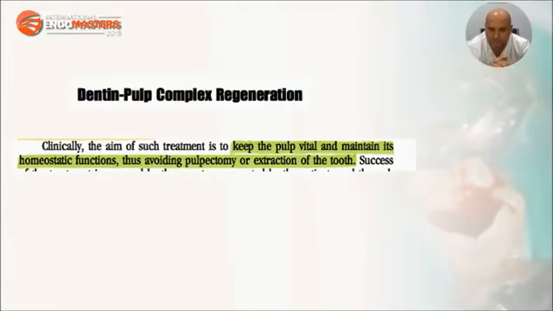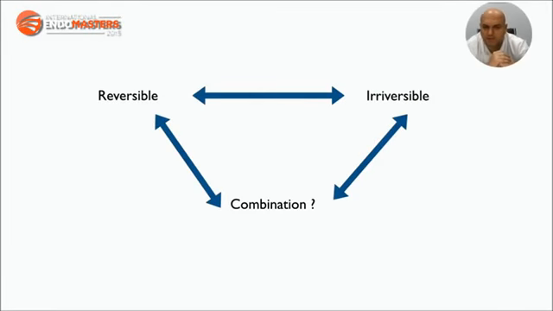As far as dentin pulp complex regeneration is concerned, the aim of such treatment would be to keep the pulp vital and maintain its homeostatic functions, avoiding pulpectomy or extraction of the tooth. The problem with vital pulp therapy is the diagnosis of the pulp tissue condition. Is the pulp tissue inflammation irreversible, or in some locations the inflammation may be reversible and in other locations irreversible, and how can all these things be assessed clinically in a child?